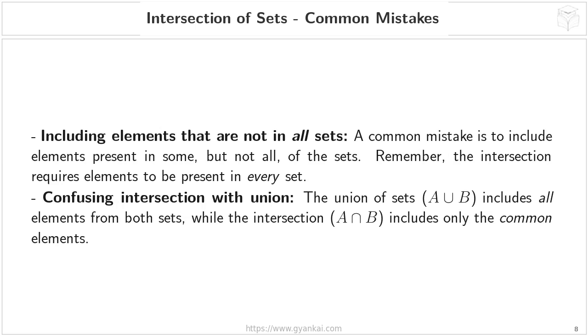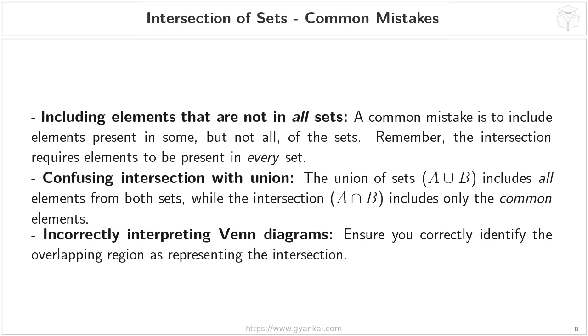Next, let's address confusing intersection with union. This is a classic mistake. We've talked about both, so let's quickly recap. The union of 2 sets, written as A union B, includes everything from both sets, all the elements combined. Think of it as merging the 2 sets into one bigger set. The intersection, A intersection B, on the other hand, is much more selective. It only includes the elements that are found in both sets. So, union is all, intersection is common. Keep that distinction clear in your mind.